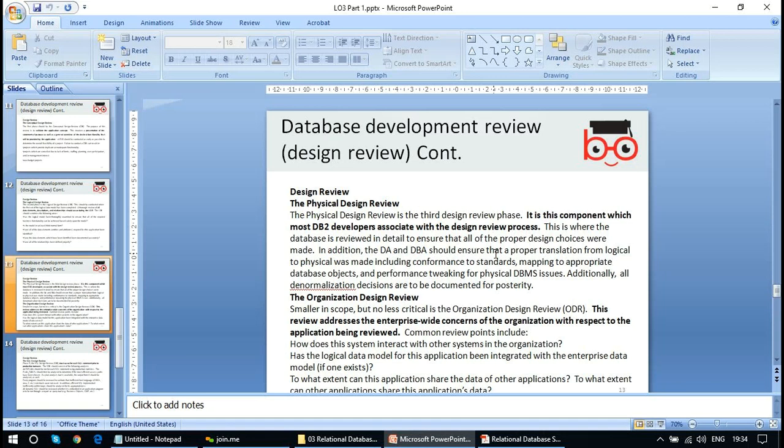Okay, I've got that now. So they make sure that everything has been done very well in the design review or not as well.